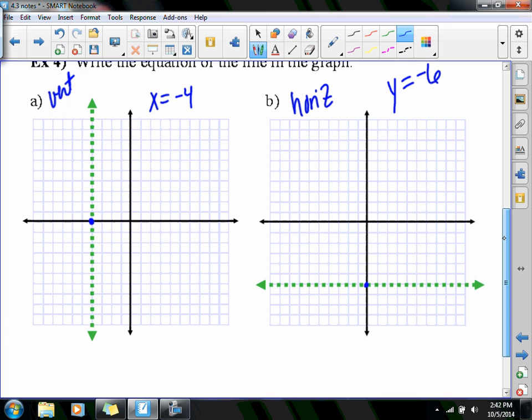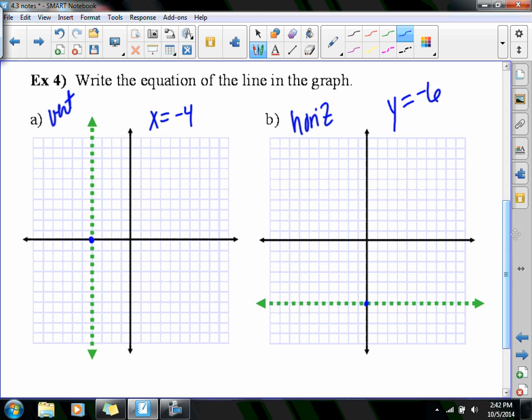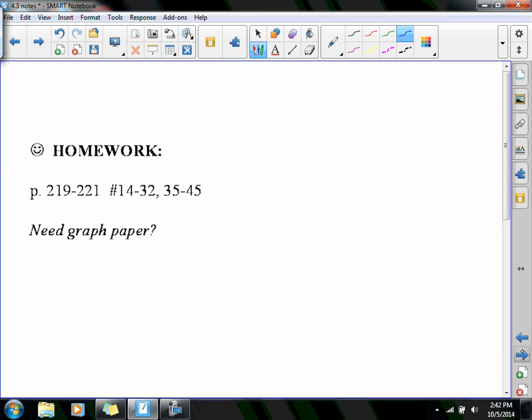So these are meant to be very easy and very straightforward concepts, but students tend to mix things up with horizontal and vertical lines very easily. So make sure that you work on this homework set. Make sure you do these practice problems. If you need graph paper, make sure you've either taken some from the classroom or you find some online and print it off. And if you have any questions, come on in before school and see me.